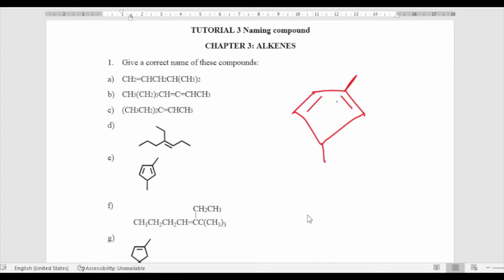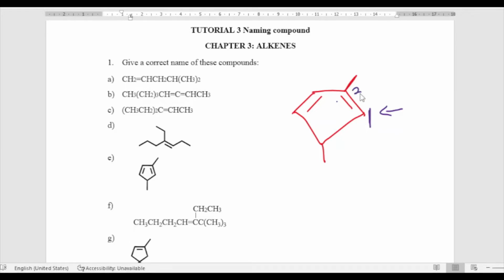Okay, next question, question 1E. For a ring structure, this one is quite tricky, so look carefully. Here I draw it for you. You start numbering from here. Remember, for a cycloalkene, you must include the double bond in the parent chain, and make sure you give the double bond the lowest carbon number. So we start numbering from here.